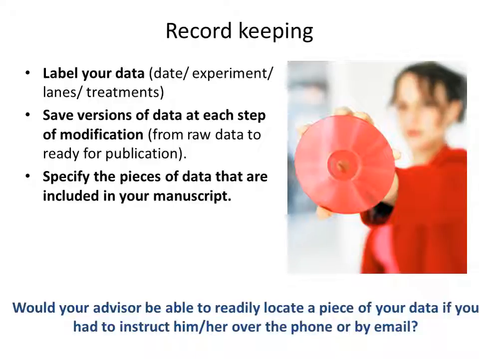At a minimum, you will want to label your data with the date of the experiment, the lanes or samples tested, and the treatments or variables given. You will then want to save all versions of your data set. If you modify the data, save the original and the modified version. Finally, make a special note of data that is used in a manuscript or public presentation. These pieces of data should be easily located and saved in multiple places.